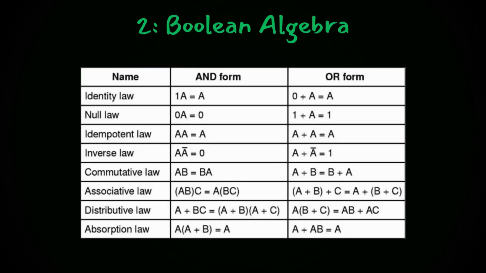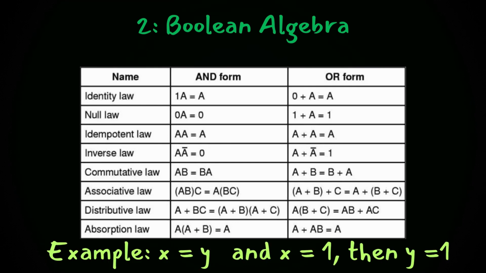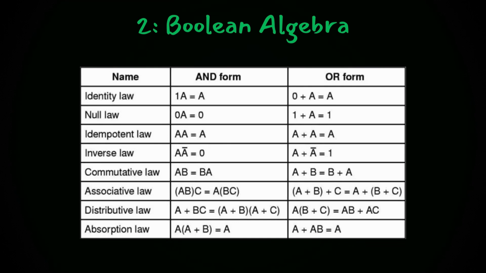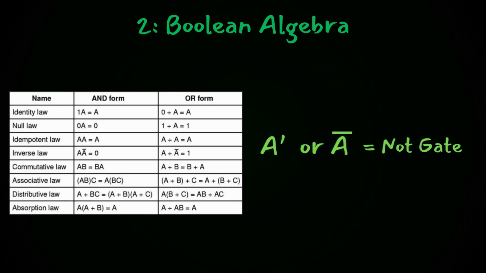The second is Boolean algebra. Don't worry, Boolean algebra is simple because it only uses 1 or 0. The letters represent the possible inputs, which is 1 or 0. So if x equals y and x equals 1, then y equals 1. Ooh, I almost forgot. In Boolean algebra, multiplication represents the AND gate. If you see addition, it's the OR gate. If you see an apostrophe, this is the inverter.